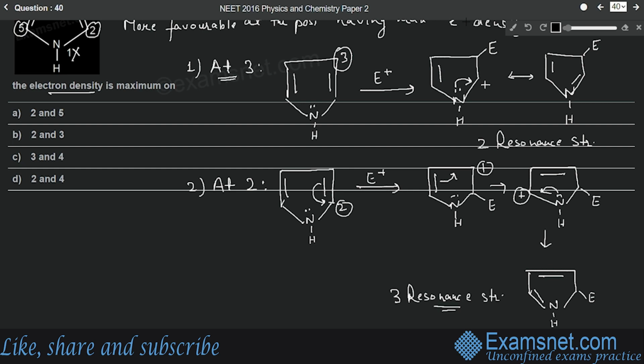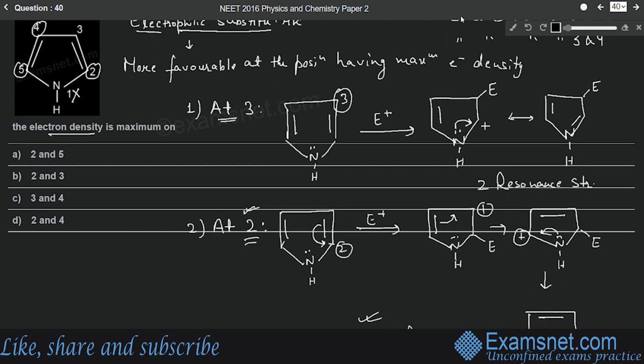And we know that the more the number of resonance structures, the more the stability. So which one is more stable? In this case the compound will be most stable. That means electrophilic substitution reaction will be more favorable in this case at second position. Therefore we can conclude that the electron density is maximum at second position, and since the second and fifth positions are similar, it will also be maximum on fifth position. So 2 and 5, that means option A will be the correct answer.